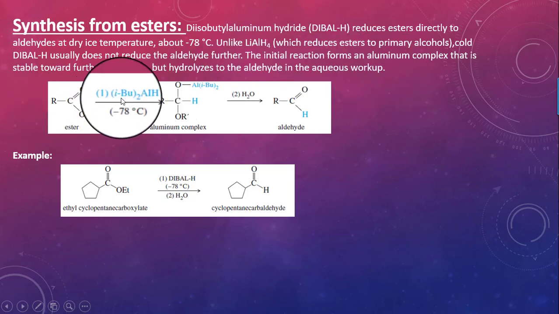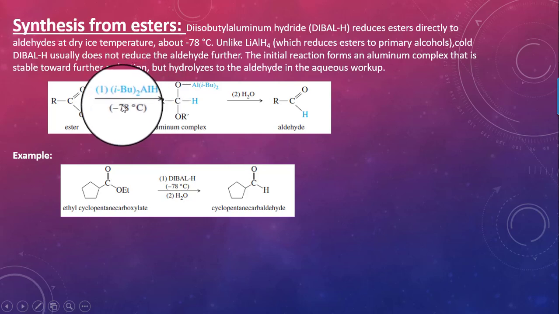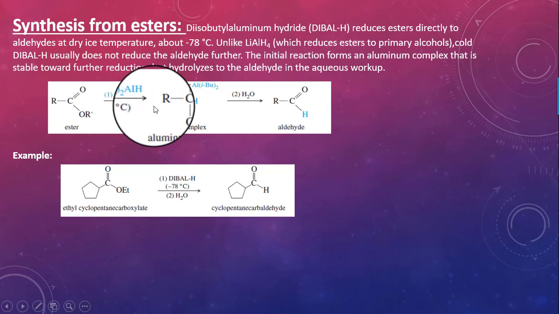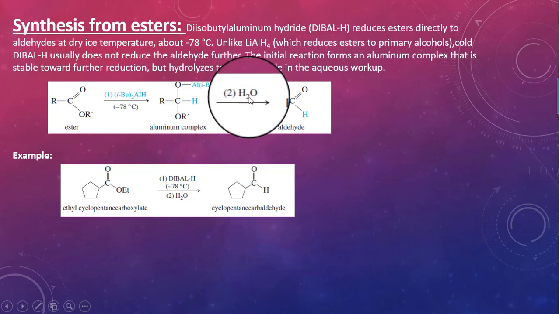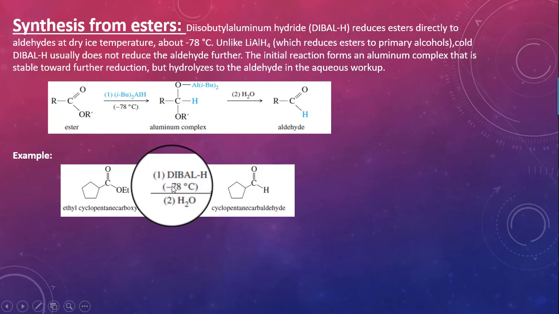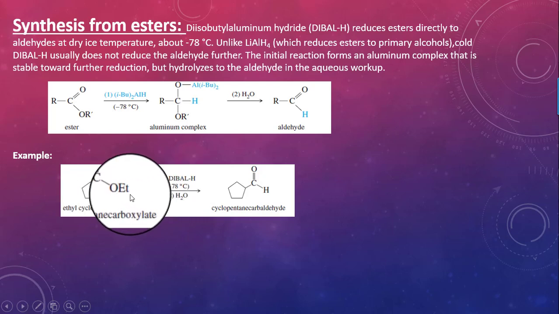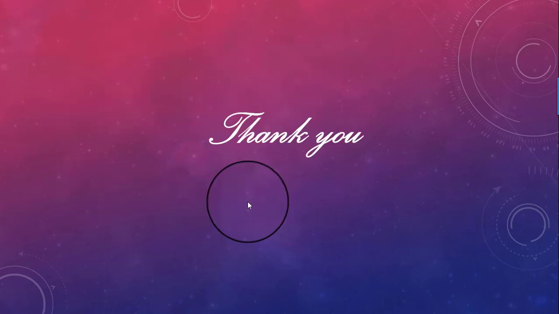So esters in the presence of diisobutyl aluminum hydride at -78 degrees centigrade form initially an aluminium complex, and this aluminium complex forms an aldehyde. Another example is shown in which ester is being converted into aldehyde. So this is all about the synthesis of aldehydes and ketones. In the next video, we will study the reactions of aldehyde and ketone. Thank you so much.